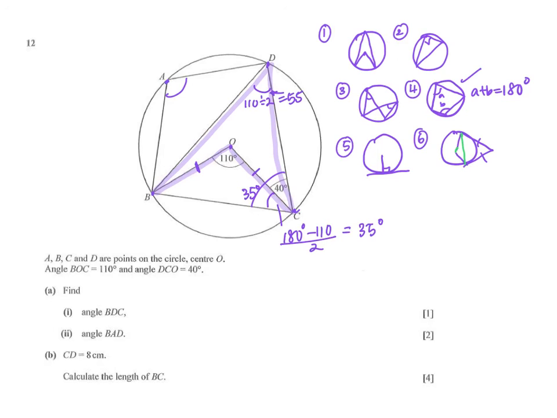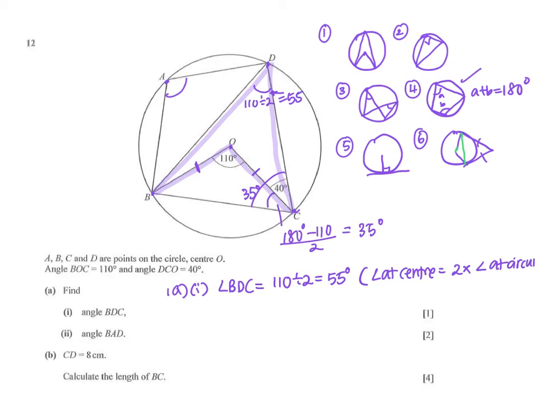Find angle BDC. Oh, it's given already. We have gotten the answer already. Part 1, angle BDC is 110 divided by 2 to give me 55 degrees. What's the reason? Angle at center is twice angle at circumference.